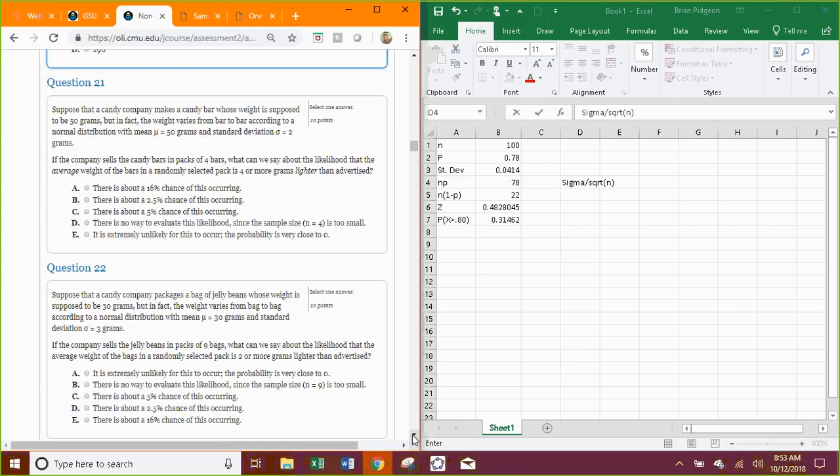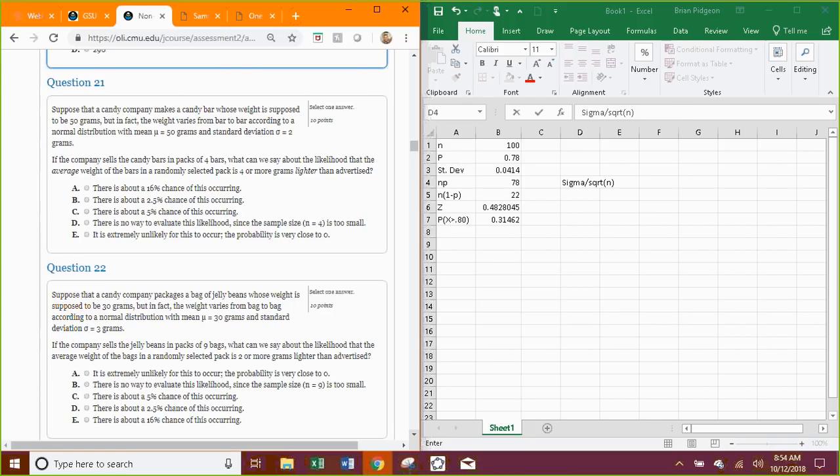Suppose that a candy company makes a candy bar whose weight is supposed to be 50. But the weight varies from bar to bar according to a normal distribution with mean 50 and standard deviation sigma equals 2. Think of it like a potato chip bag. Sometimes you get a bag that has a whole bunch of chips in it because it has to meet some specified weight. But then you get some that have like 1 or 2 chips in it, and you're feeling really bummed.